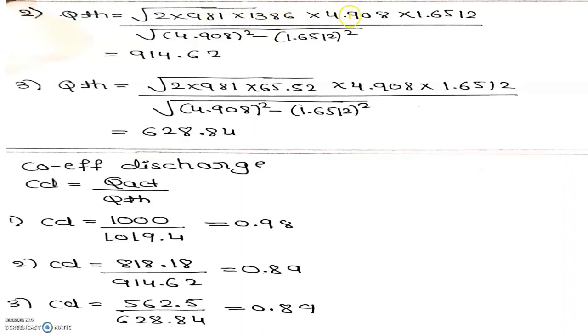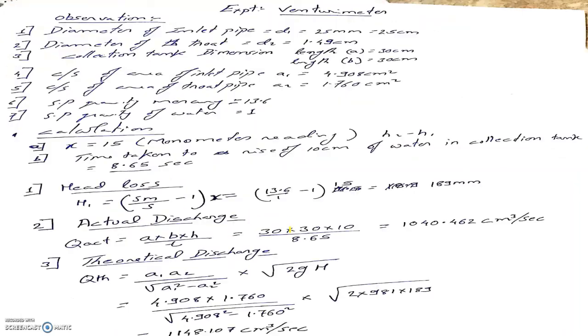The H value is noted down. This is the A1 value, this is the A2 value. So what is the CD? CD is nothing but Q actual by Q theoretical. When we did that, we found the CD value of 0.98. This is the rough calculation that I have made here. I have taken one value and calculated over here.